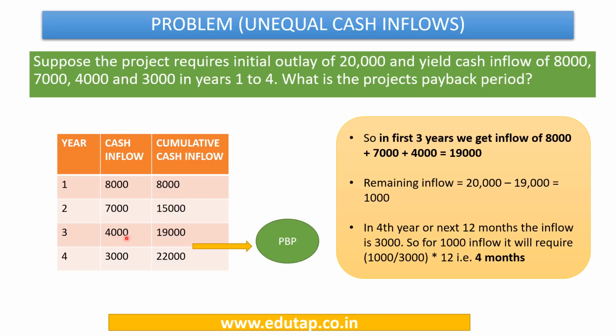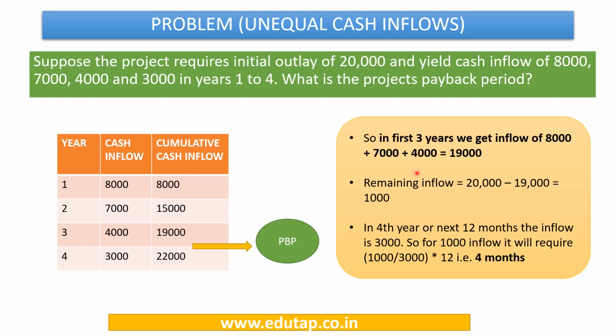And in year 3 the cash inflow becomes 4,000 and the cumulative cash inflow is going to become 19,000. So we have to recover 20,000 and we have recovered 19,000 by the end of year 3. So it is very obvious that the payback period is going to be beyond year 3. In the fourth year the cash inflow is 3,000, so the cumulative cash inflow is going to be 22,000. So in the fourth year we have exceeded 20,000. So the payback period is going to lie somewhere between year 3 and year 4.